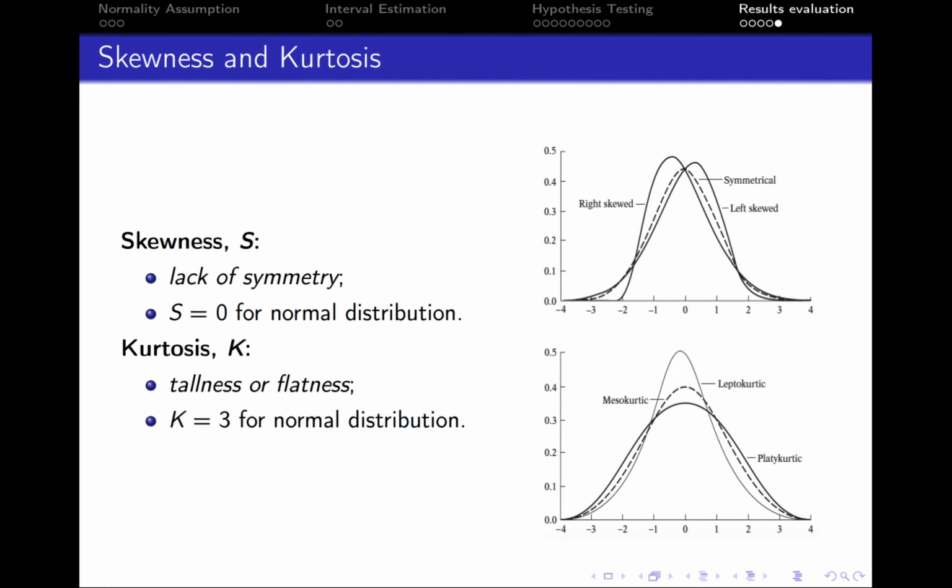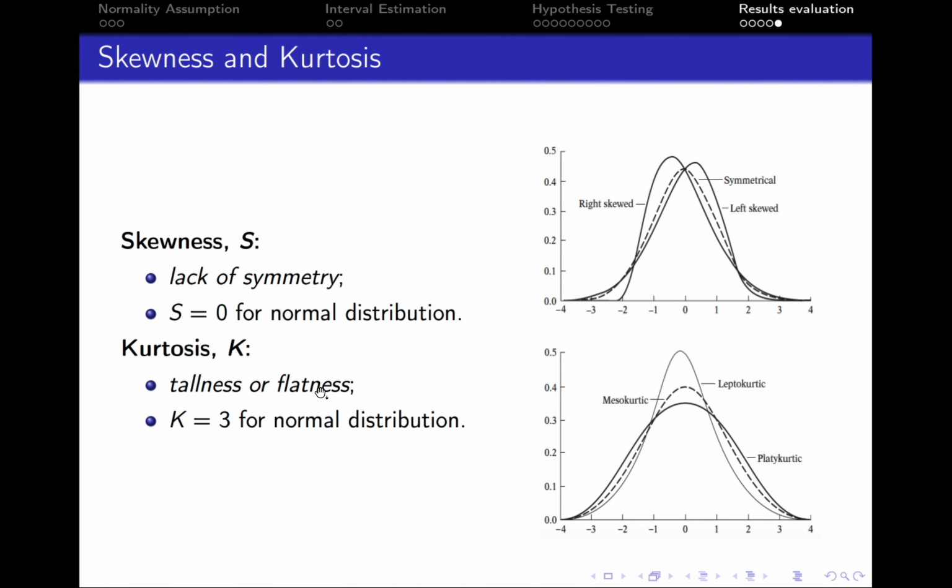And on this slide, I just want to quickly explain what skewness and kurtosis mean. Skewness is the lack of symmetry. If you look at this graph, the dotted line is the symmetrical case, so this is the normal distribution. And the case of not normal distribution will be this right skewed graph or this left skewed graph, right? And as I told you before, for normal distribution, the skewness coefficient S should be equal to 0.